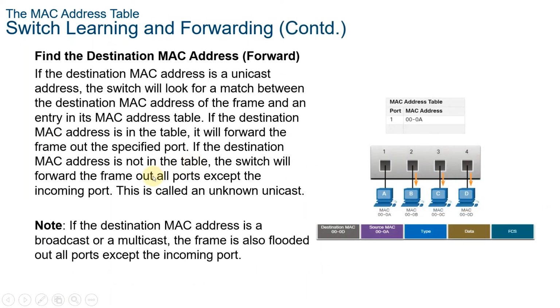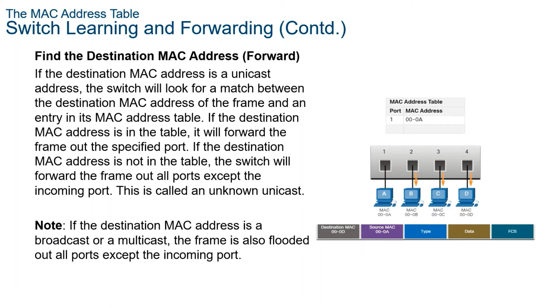All right, so the continuation: find the destination MAC address, or forward. If the destination MAC address is a unicast address, the switch will look for a match between the destination MAC address of the frame and an entry in its MAC address table. If the destination MAC address is in the table, it will forward the frame out of the specified port. If the destination MAC address is not in the table, the switch will forward the frame out all ports except the incoming port. This is called an unknown unicast.